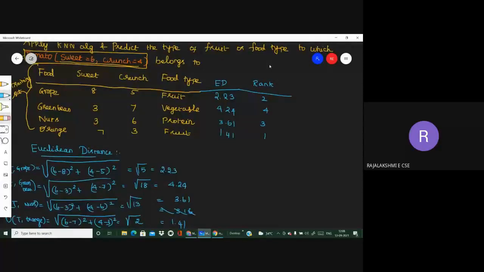Yes or no? Yes, ma'am. The k value was not given for this problem, so what should we do? The one which has the minimum value, you should consider. That's all. Okay, got it?